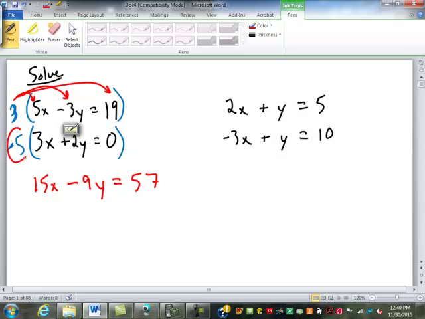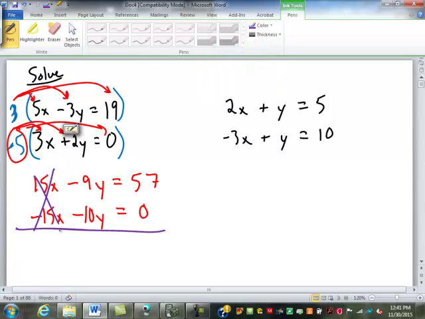So then here, we've got negative 5 times 3x makes negative 15x. Negative 5 times 2y, negative 10y, equals negative 5 times 0, 0. So now we're going to add. The 15x and negative 15x do cancel out. Negative 9y and negative 10y make negative 19y. 57 and 0 is just 57.